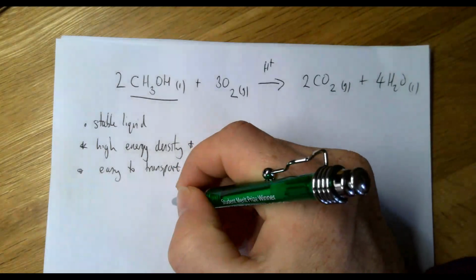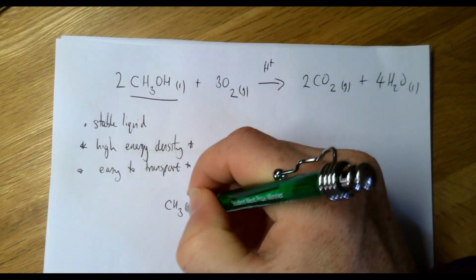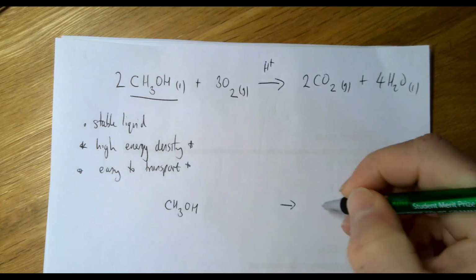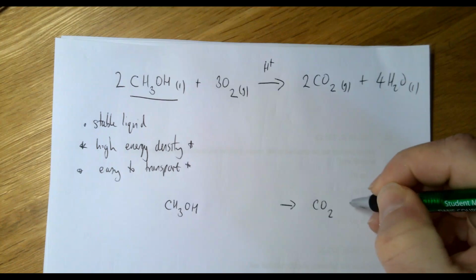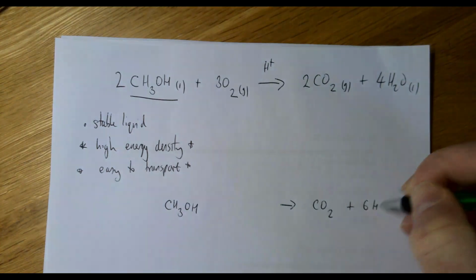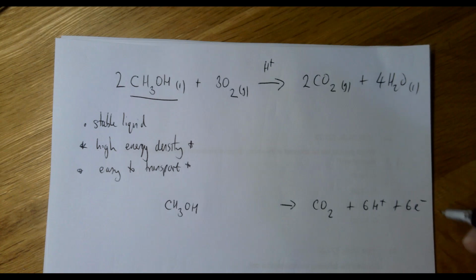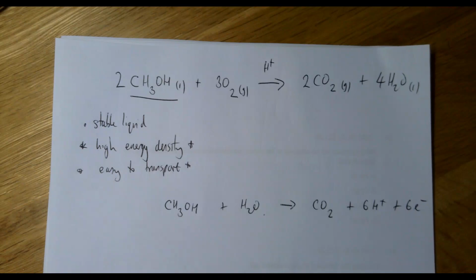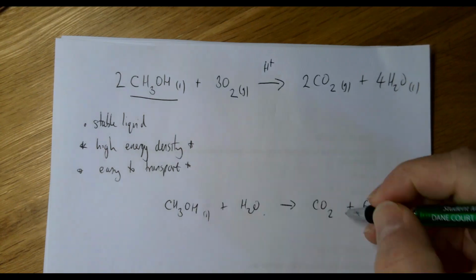So the methanol reacts to form carbon dioxide, 6H plus, 6 electrons, and H2O liquid there. Now if you think about that half equation, that's just the way that you were taught to balance half equations. Just put the state symbols in.